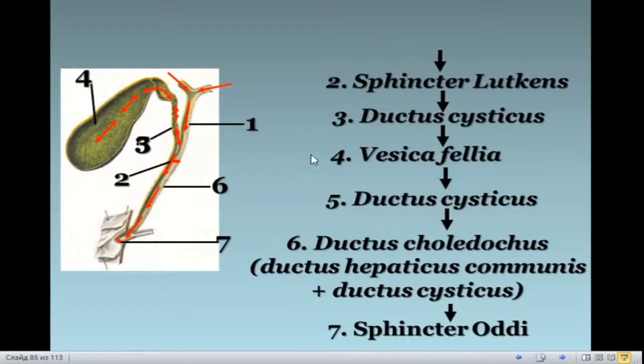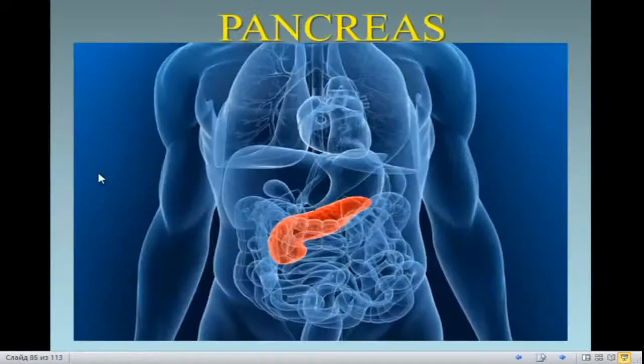And you should take a photo of this slide because they are not named in all the textbooks. Sometimes they are missing, but you need that for the exam. So number 2 is sphincter of Lütkens. Number 3 is sphincter of the cystic duct. Number 4 is the sphincter of the gallbladder, just here. And then there is the sphincter of Oddi, already inside the wall of the duodenum.